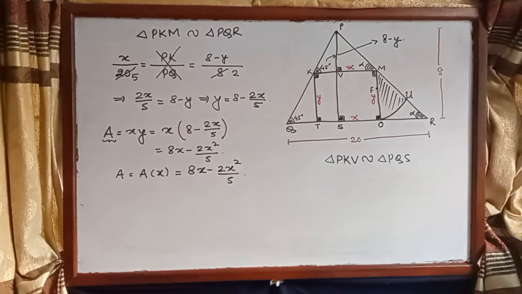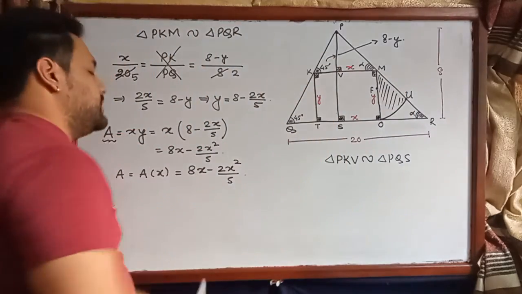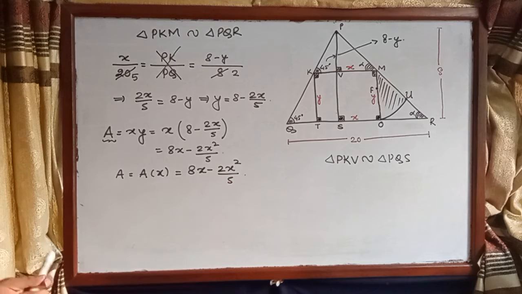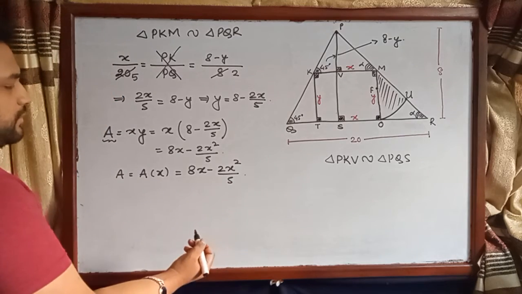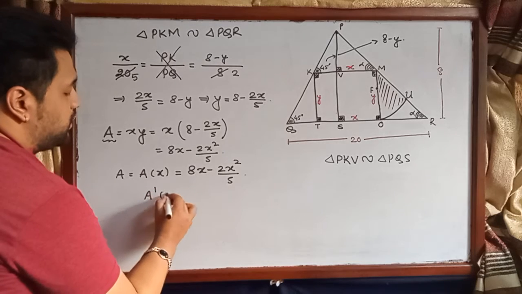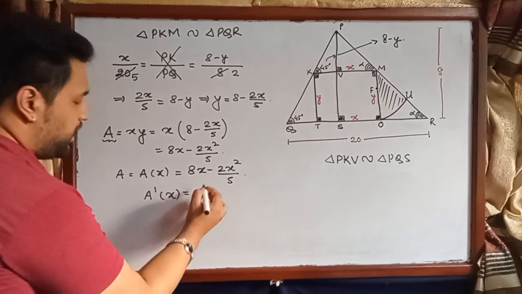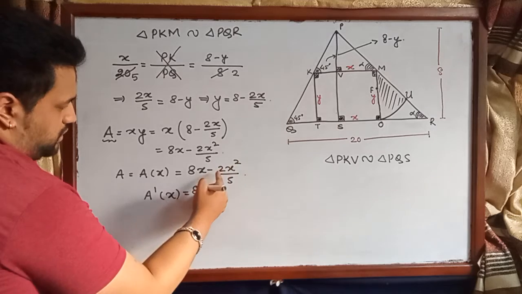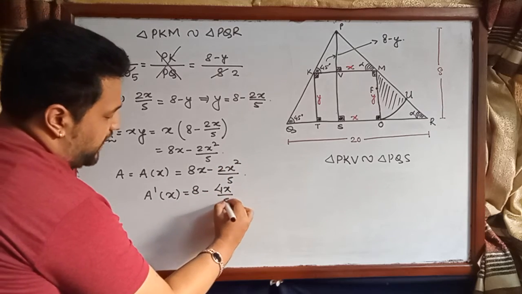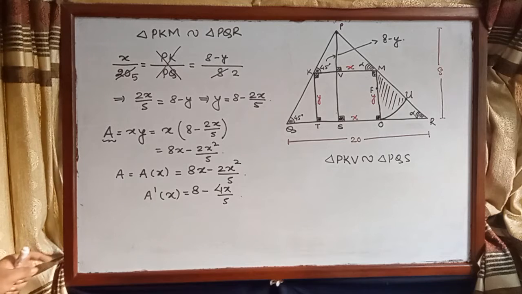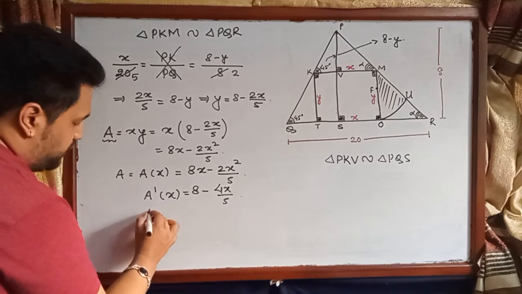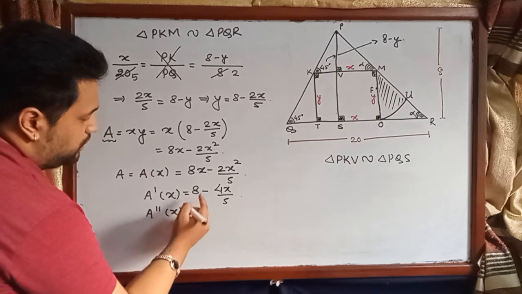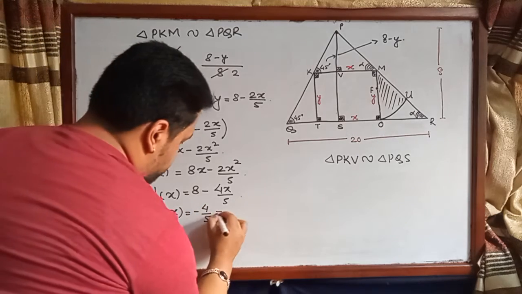Now, what were we given? We were given that the area of this rectangle is maximized. So this is a very nice function. For maximum or minimum, we need to differentiate this function. 8 minus 2 times twice x is 4x over 5. Now let's look at the second derivative. It will be minus 4 over 5, which is not equal to 0.